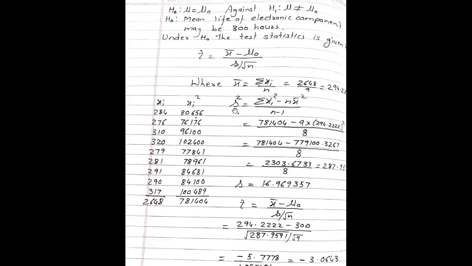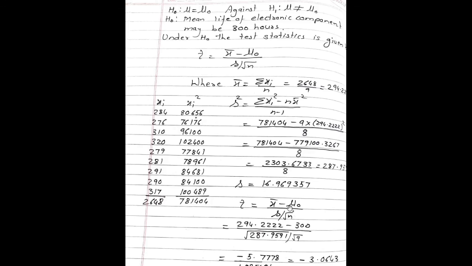294.2222. And s square can be calculated as summation xi square minus n into x bar square upon n minus 1, which is equal to 781404 minus 9 into 294.2222 square divided by 8. So it becomes 781404 minus 779100.3269 upon 8, which can be written as 2303.6733 upon 8. So the answer becomes 287.955. We need s value, so we have to take the square root of s square.